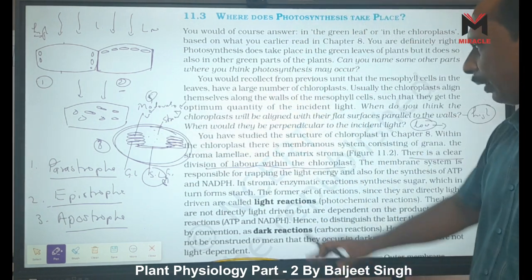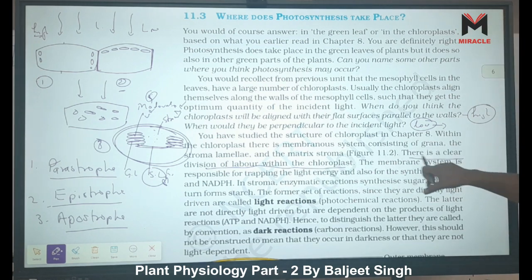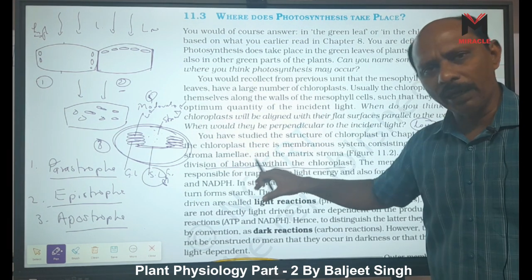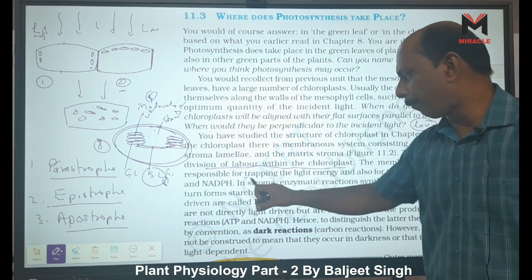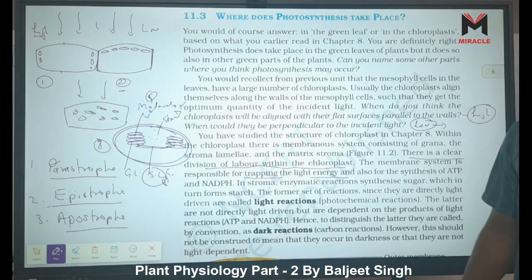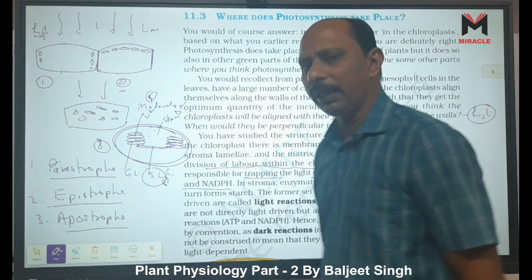So what is there within the chloroplast? There is a clear division of labor. The membrane system is responsible for trapping the light energy. That's why it is responsible for the light reaction, and also for the synthesis of ATP and NADPH.